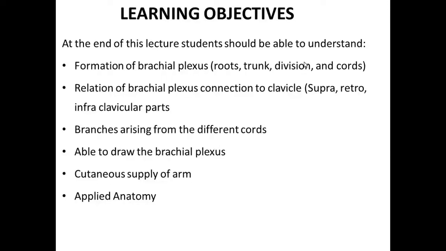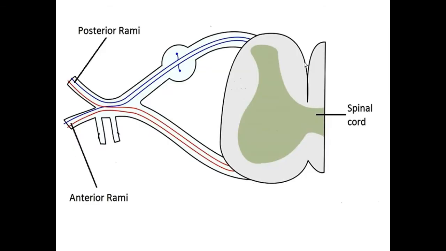Brachial plexus: how the roots, trunks, divisions, and cords are formed, the relation of the brachial plexus, its connection to the clavicular, supra, retro and infraclavicular parts, the branches arising from the different cords, being able to draw the brachial plexus, the cutaneous supply of the arm, and applied anatomy.